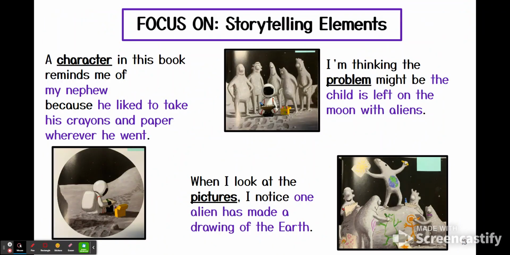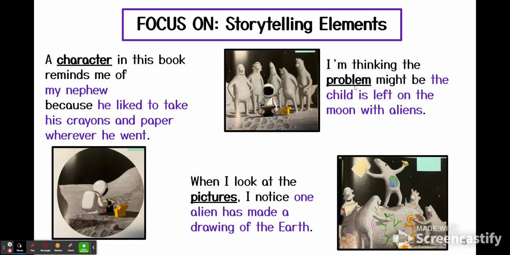So what might this look like in a read aloud? Well, you might share a book like you see here. This is Field Trip to the Moon, another wordless picture book. And so you might talk about the characters. You might say, a character in this book shown here reminds me of my nephew, because just like this character, he likes to take his crayons and paper wherever he goes. Right? So paying attention to what the characters are doing and saying and feeling.